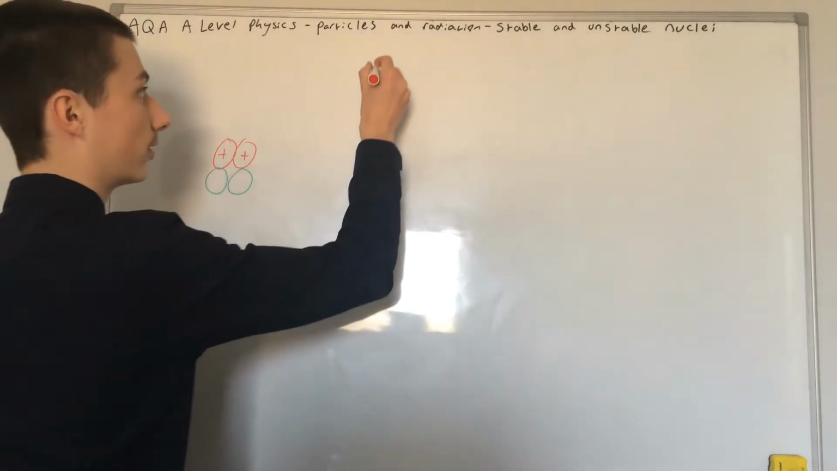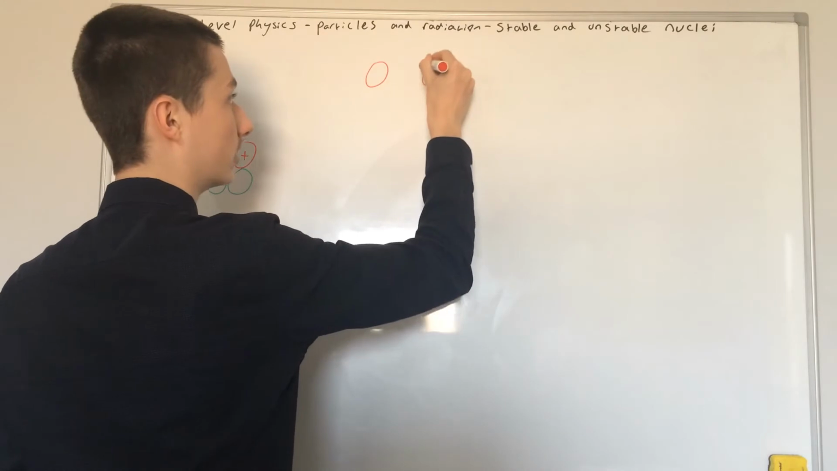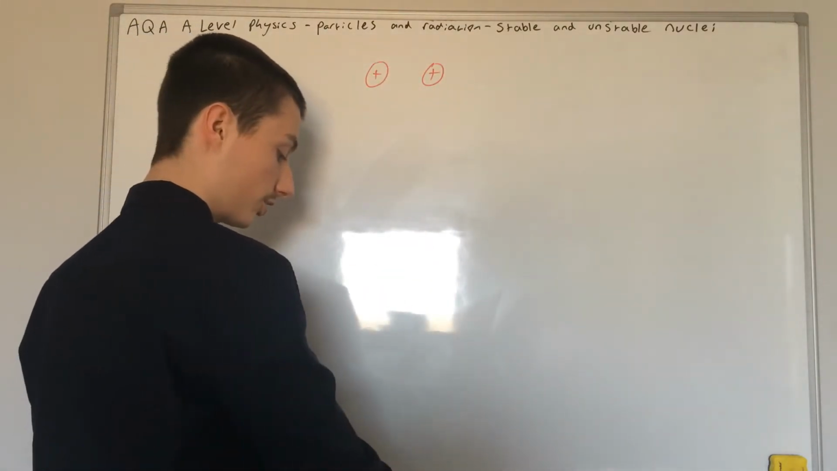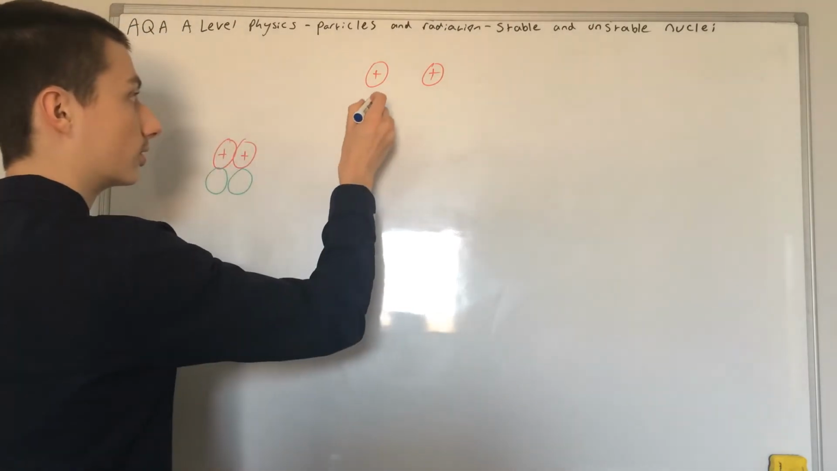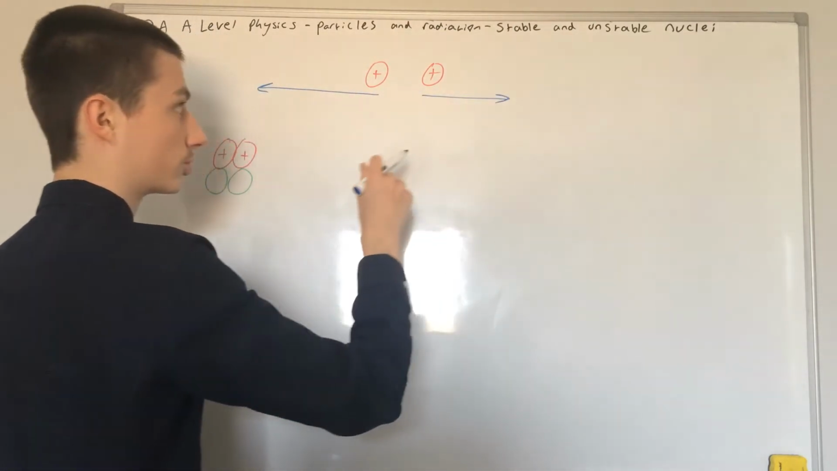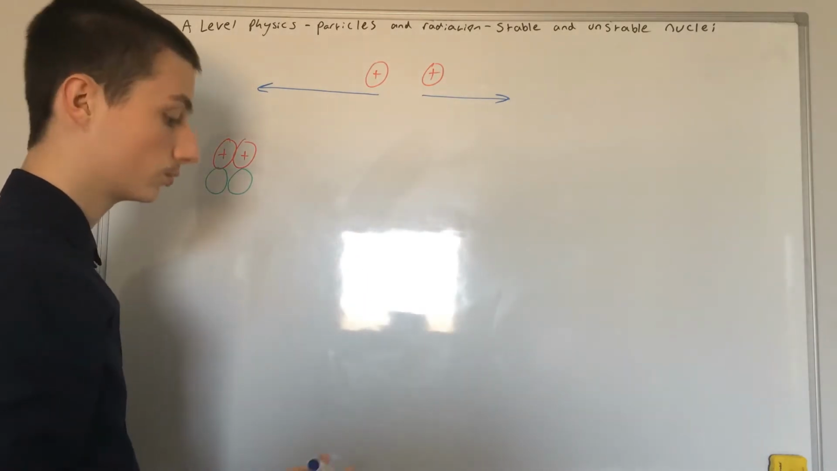Let's start off with saying they're far away. Much like GCSE, what you would expect is the electrostatic force, or the electromagnetic force, is very strong and it repels them.